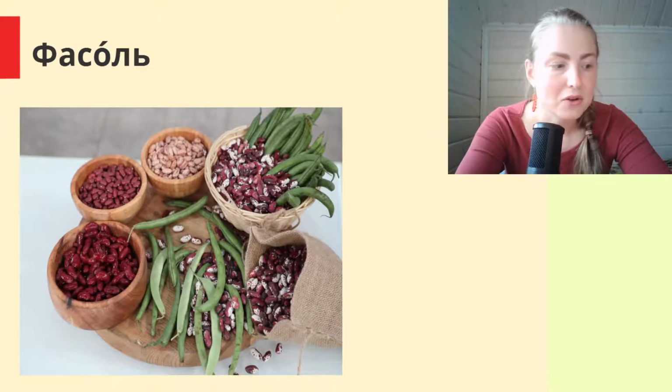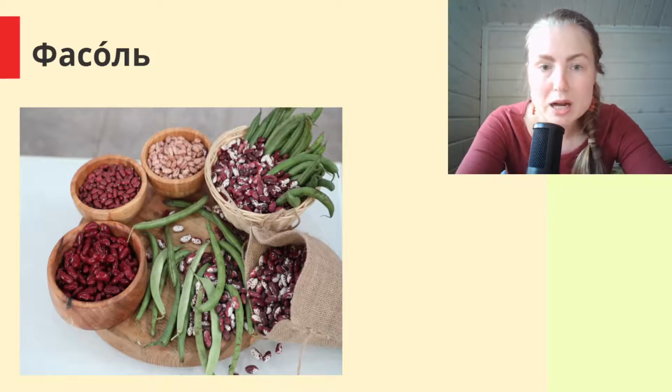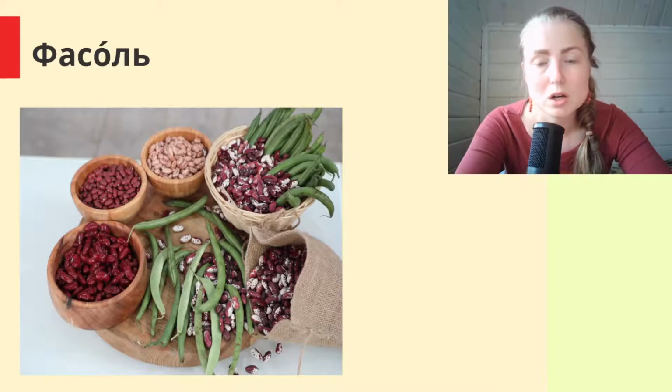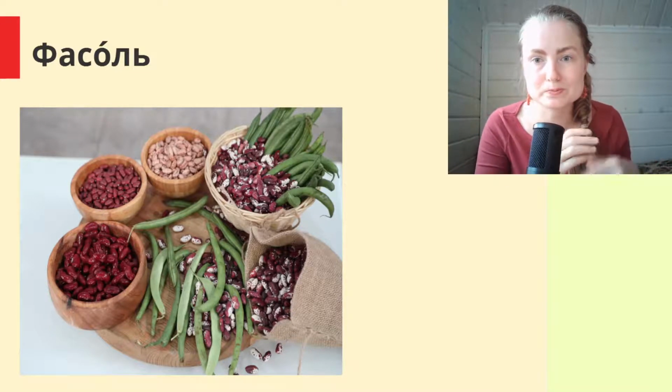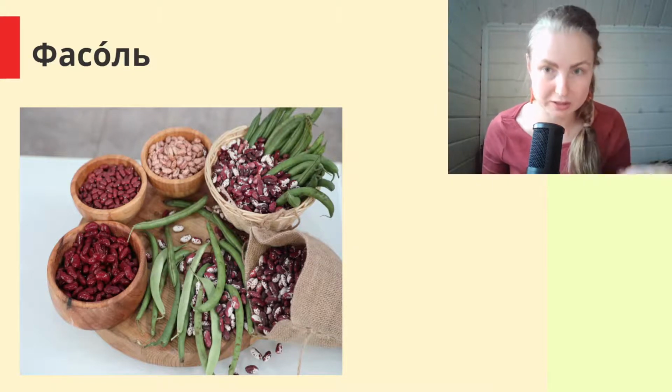Next word is fasol. Fasol means beans, all kinds of beans, red beans, white beans, and even green pods of beans. All these kinds we call fasol. If you want to show what kind of fasol, we just name the color, like красная fasol, red beans, белая fasol, white beans, or зеленая fasol, green beans.